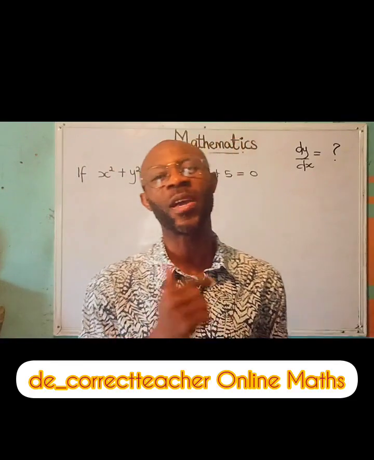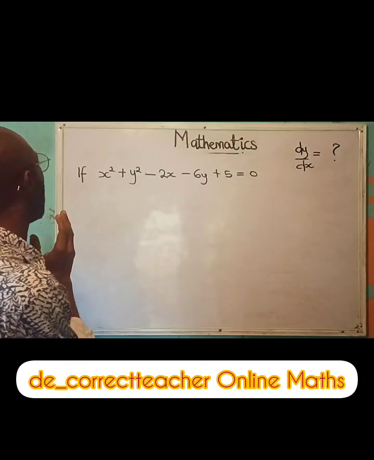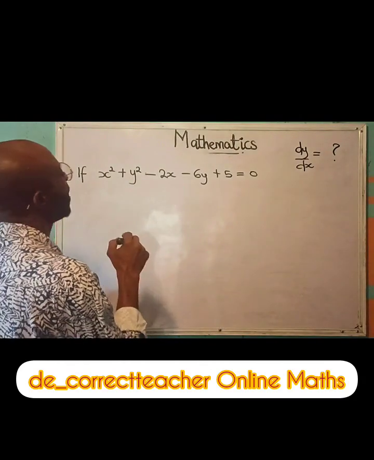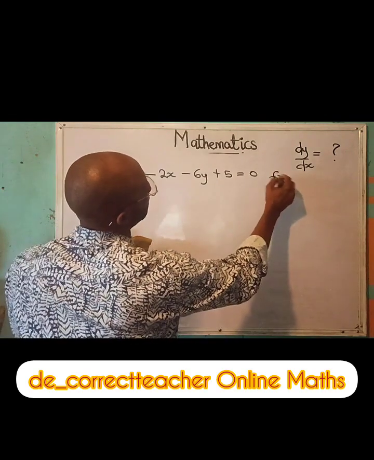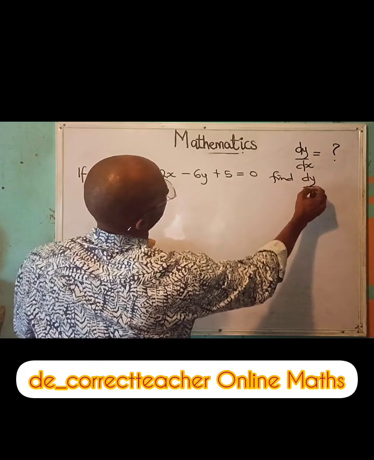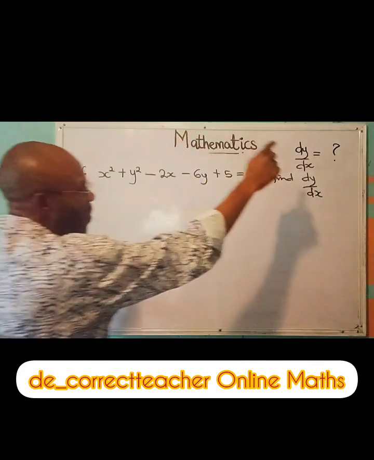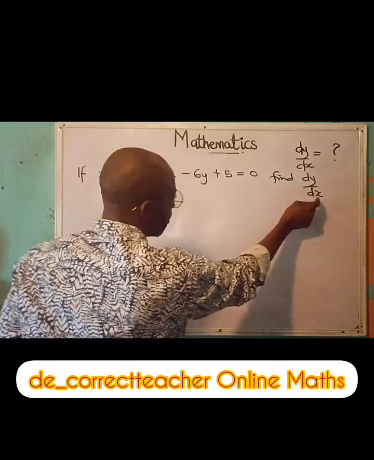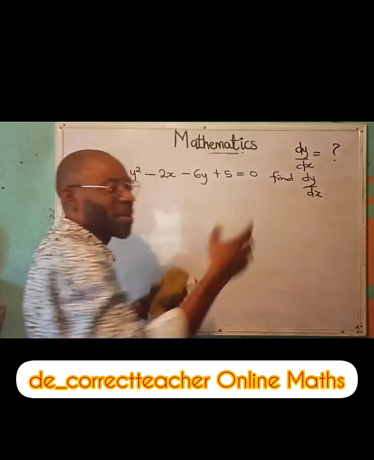Hey, hello there. So we have another question on the board that says: if x squared plus y squared minus 2x minus 6y plus 5 equals 0, find dy over dx. So now remember, dy dx is equal to, we don't know, question mark. So we want to find this. It means that we are likely going to make this the subject of the formula.